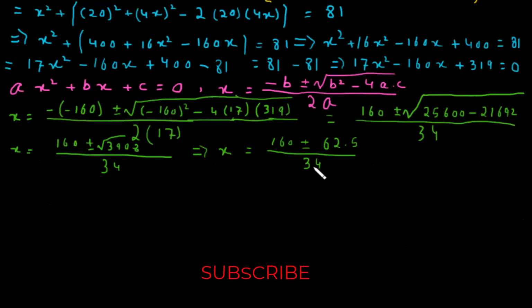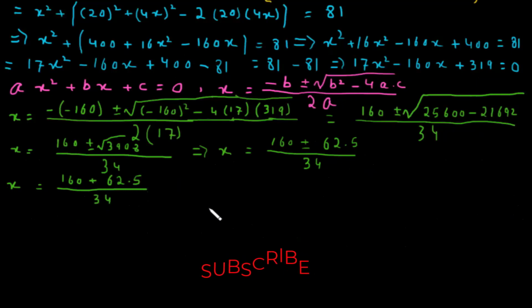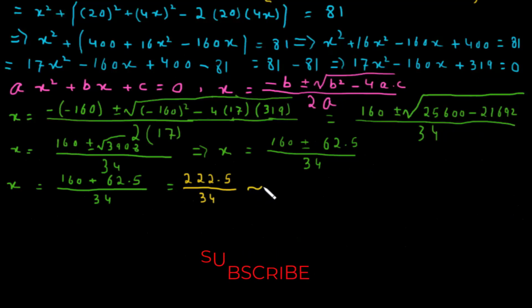divided by 34. Now I will have two values for x. One will be with addition and the second one will be with subtraction. So x is equal to 160 plus 62.5 divided by 34. So by adding it, I will get 222.5 divided by 34, which is approximately equal to, alright, so I'm going to round it off. This is not equal but approximately equal to 6.54.